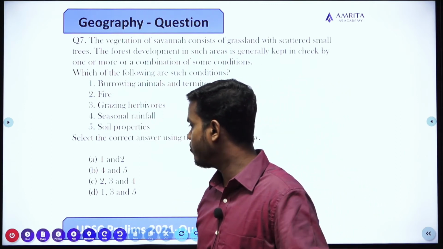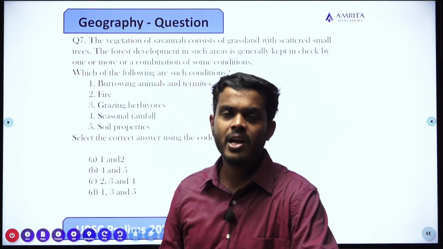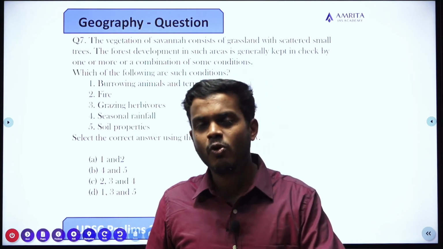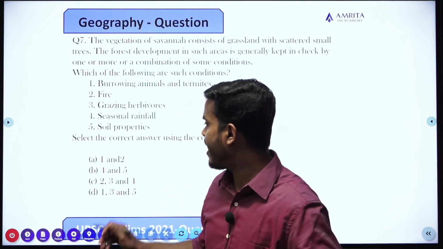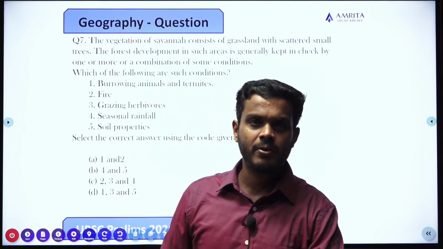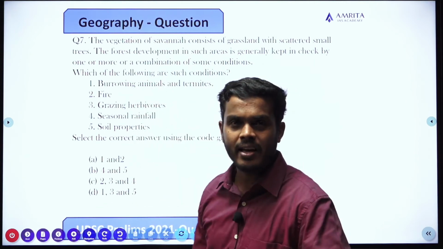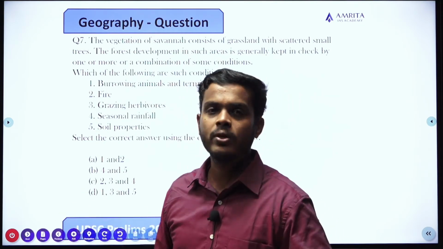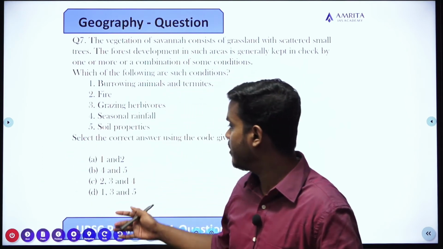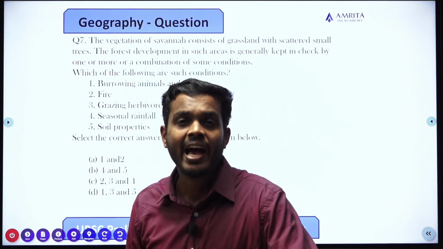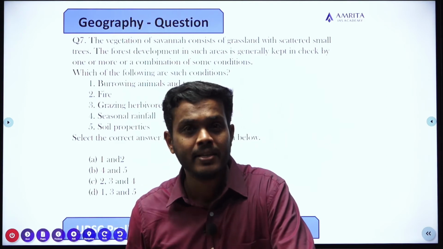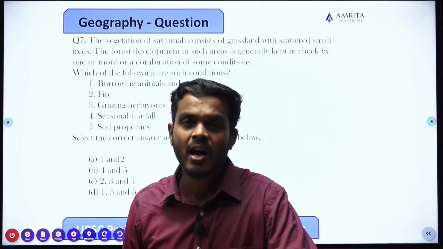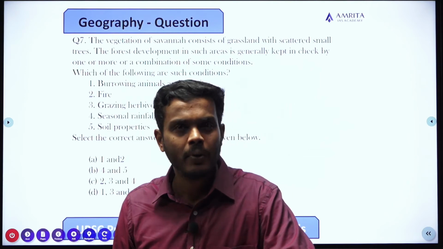Options: 1 and 2, 4 and 5, 2, 3 and 4, 1, 3 and 5. Now, this particular question is somewhat tricky. It is difficult to arrive at answers due to the arrangement of options here. All the statements seem to be right in the case of savanna, but we don't have an option with all the given statements. There is no option with 1, 2, 3, 4, 5. So we have to arrive at the answers by eliminating the unsuitable or inappropriate options, and we have to arrive at the most suitable options.